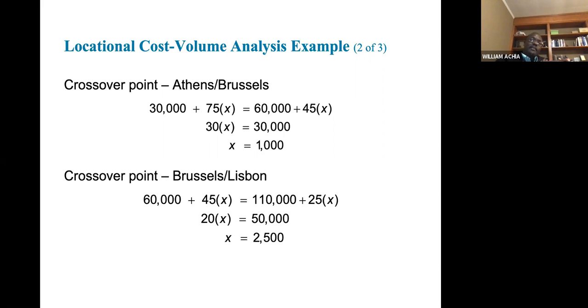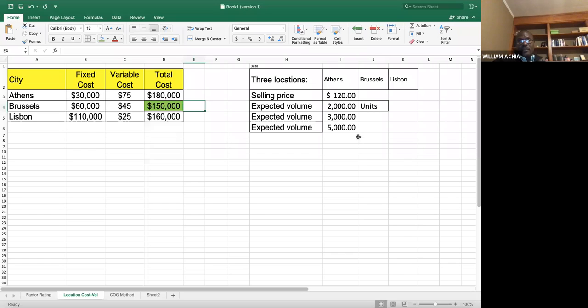If we had sales any lower than 1,000 units, Athens might become cheaper. We can test that here by changing this from 1,000 to 900 units. When I do that, you see all of a sudden Brussels is no longer the most cost-effective location for us to have, but rather it would be Athens. At 2,000 units, we expect Brussels to be ideal.